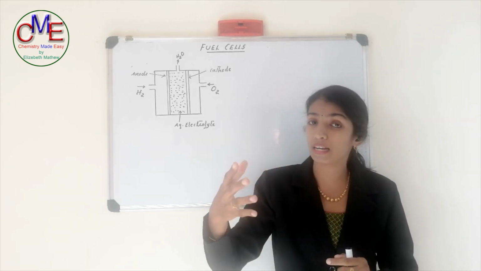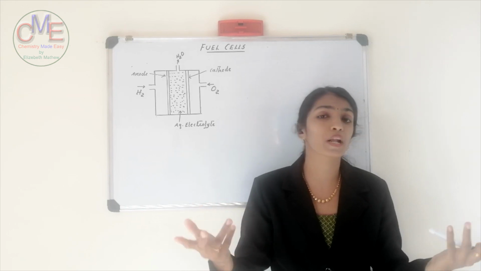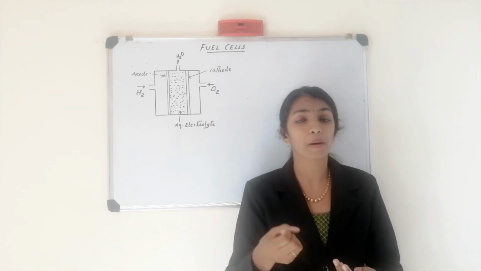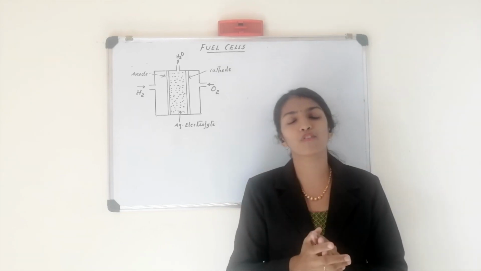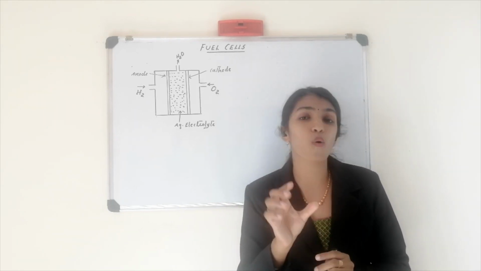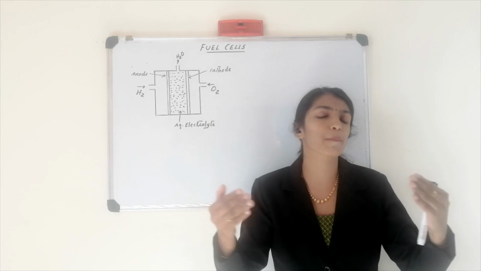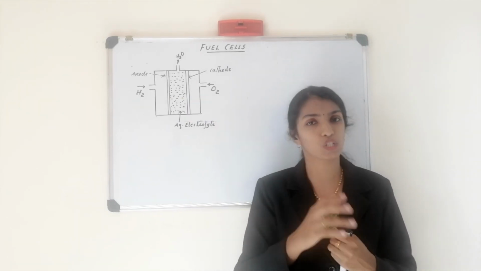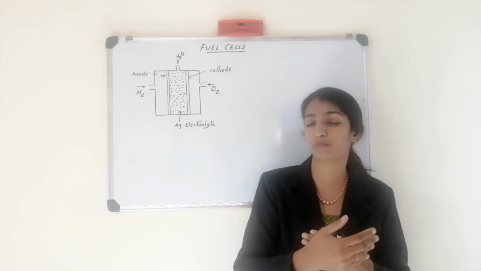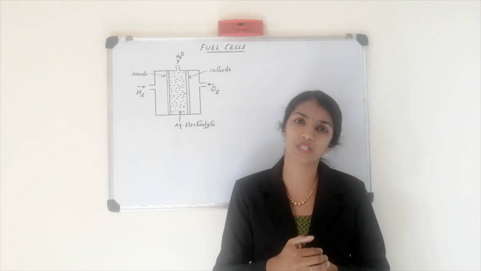Then in a fuel cell, the fuels are burned. Commonly used fuels are hydrogen, methane, methanol, etc. But the most popular fuel cell is the hydrogen oxygen fuel cell. Here we are burning hydrogen in the presence of oxygen. Combustion of hydrogen takes place here in the presence of oxygen.